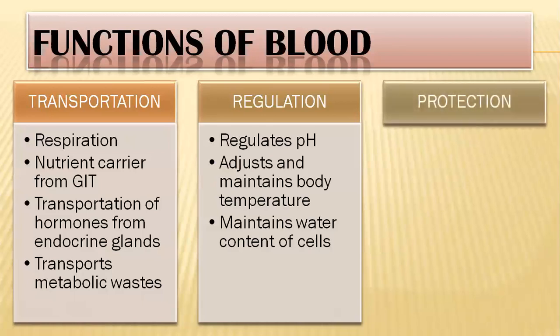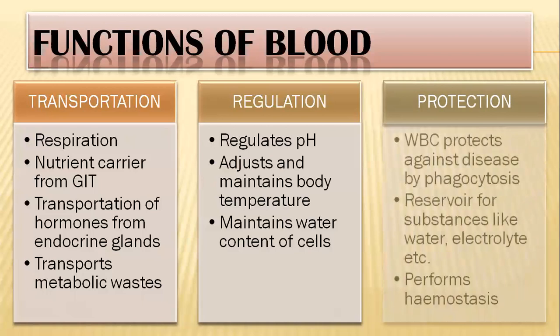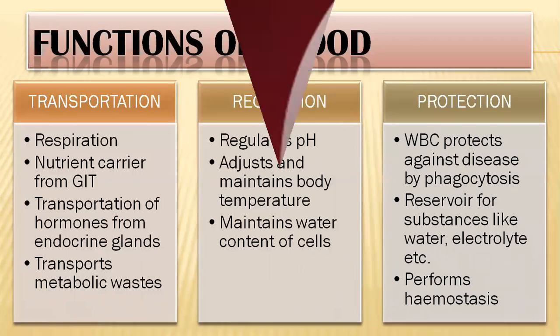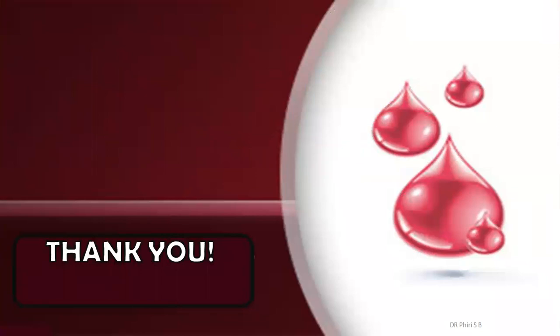Okay, and then protection, you're talking mainly of immunity and also hemostasis. So immunity, you have white blood cells that are involved to protect the body against these pathogens, and also you have the blood system itself working as a reservoir for substances like water, electrolytes, and it also performs hemostasis. So you have those plasma proteins, for instance, fibrinogen that is involved in hemostasis. So blood is also involved in hemostasis.